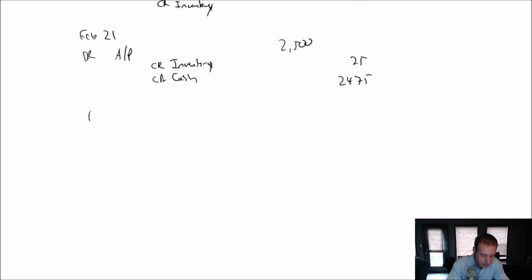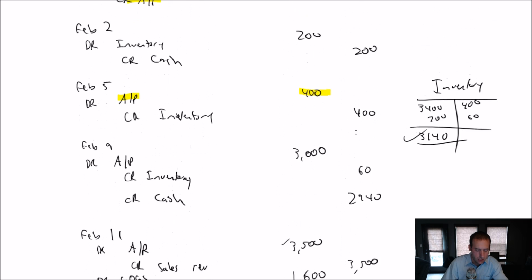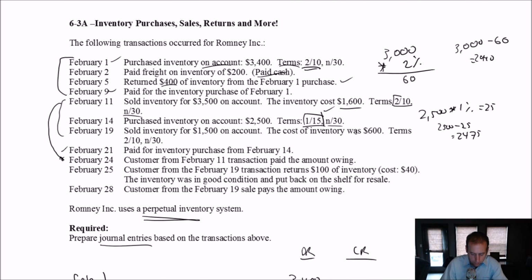Again, I always forget the dates, but let's deal with this. Debit cash, 3,500, and credit AR. 3,500 to say, hey, they've paid. Let me date this thing. February the 24th.